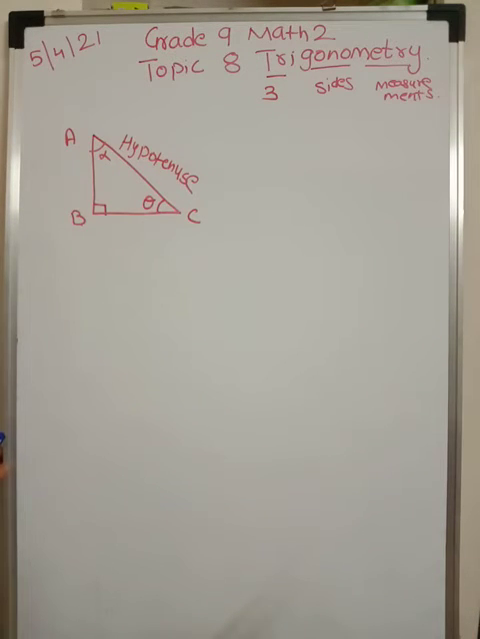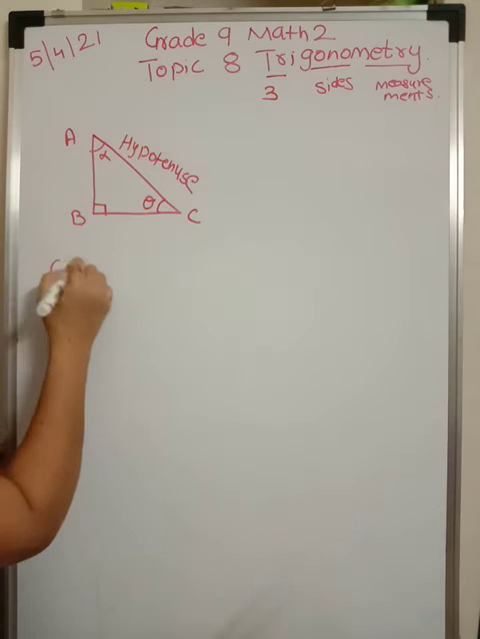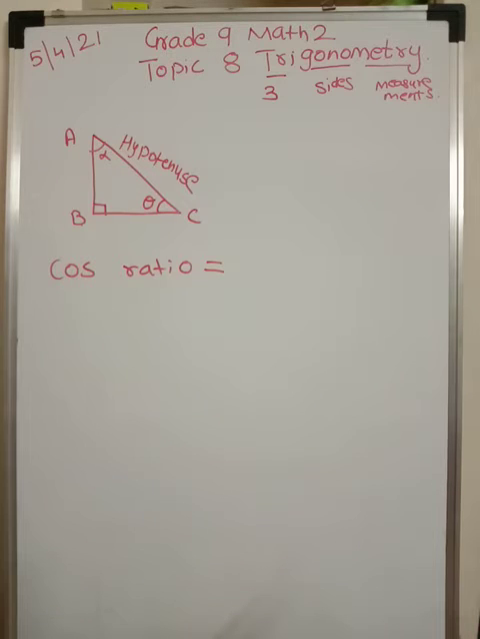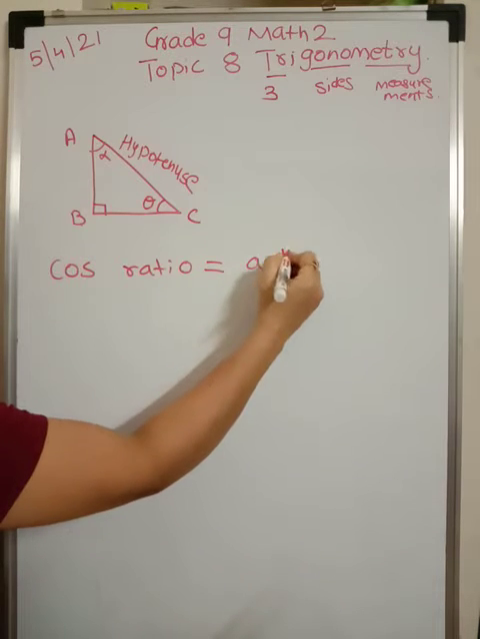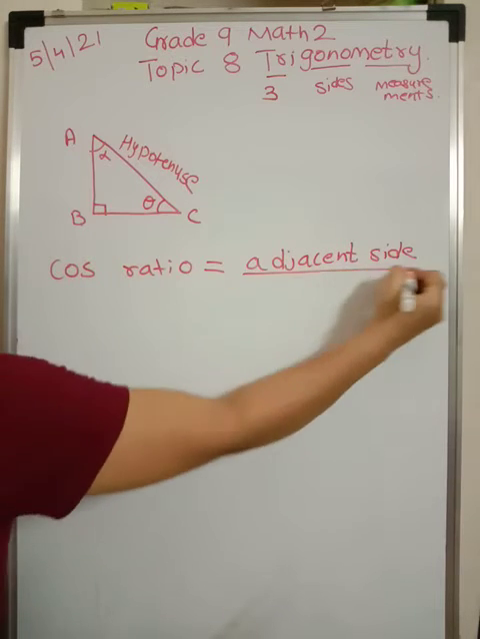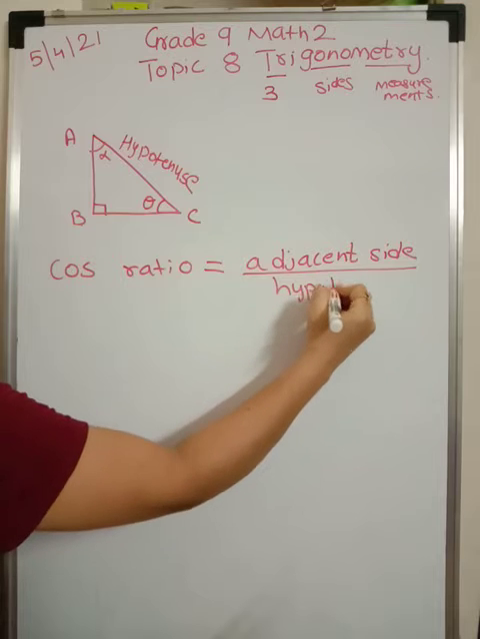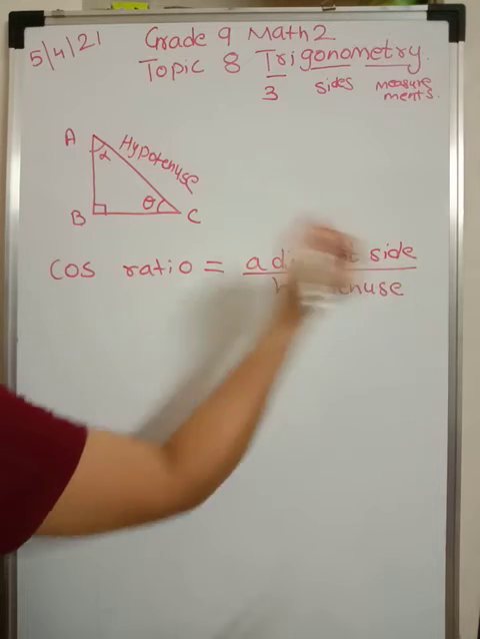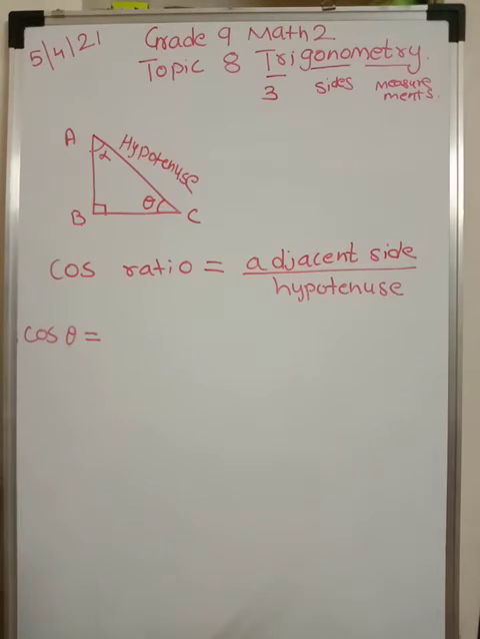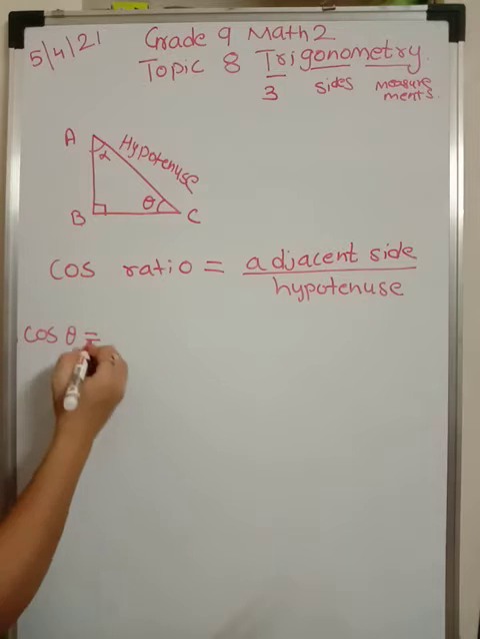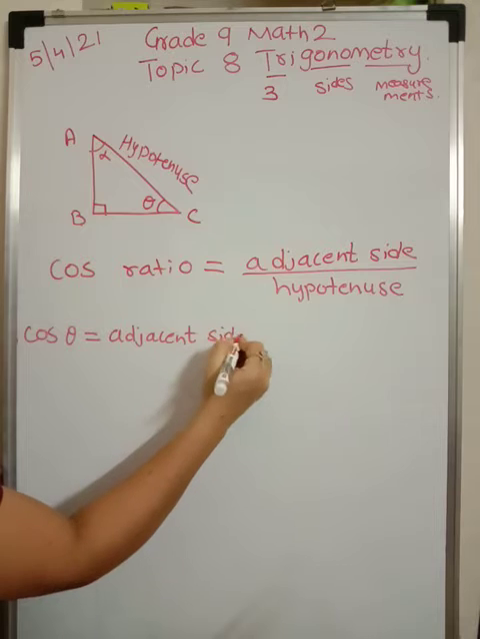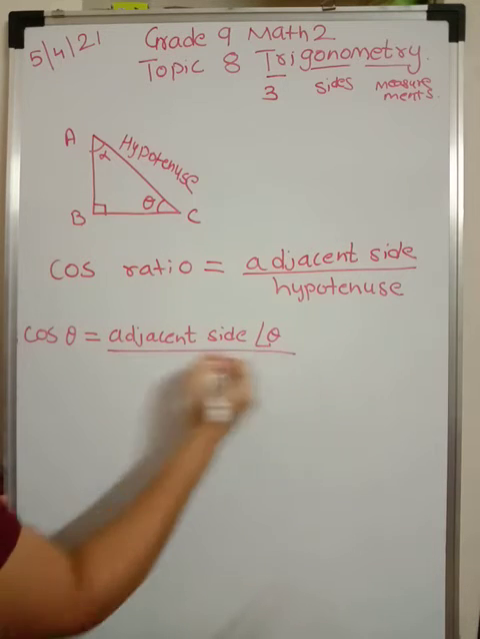Alright. So let us see another ratio, and that is cos ratio. Now sine is opposite upon hypotenuse. Cos is adjacent side upon hypotenuse. Okay, if I want to find cos theta, now what would be cos theta? It is adjacent side of angle theta. So I will write adjacent side of angle theta upon hypotenuse.